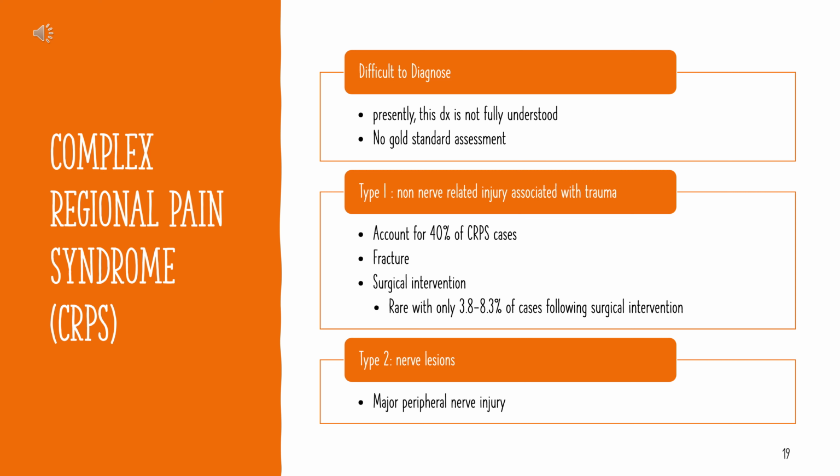Currently, there are considered to be two types of CRPS. Type 1 is a non-nerve related injury associated with trauma, so this could be a fracture or surgical intervention. These account for about 40% of CRPS cases, but even within those 40%, this is a very rare injury with only 3.8 to 8.3% of surgical cases resulting in this type of injury. The second type of CRPS is due to nerve lesion, and this is a major peripheral nerve injury, say maybe a brachial plexus injury.